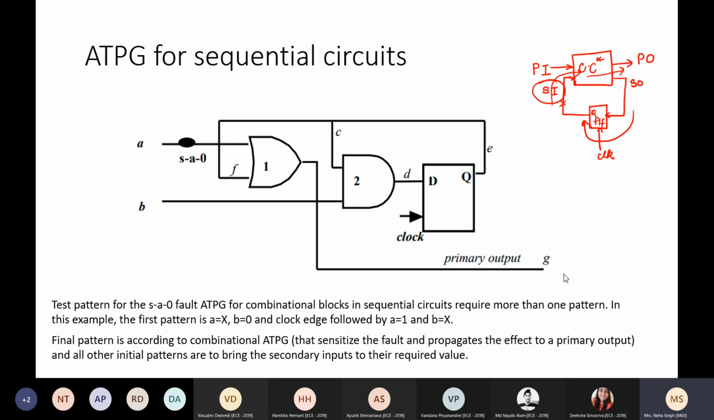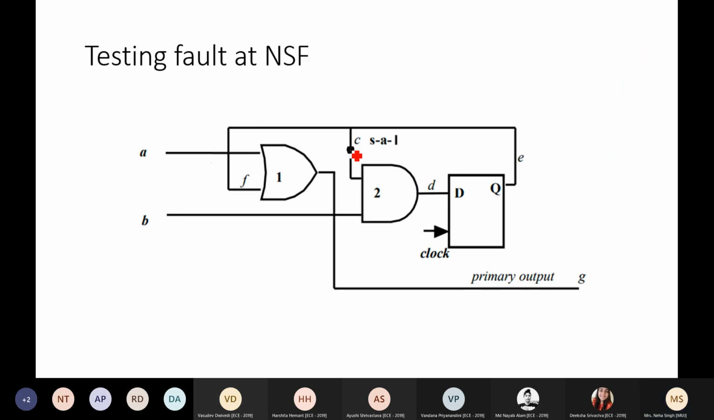Right? Now what happens? We look into another case that I have a fault here. This was the next state function. This was the OFB, output function block. So now my fault exists on output function block. Output function block का ये एक input है C. This C is taken up from E. E is fanning out into C and F.